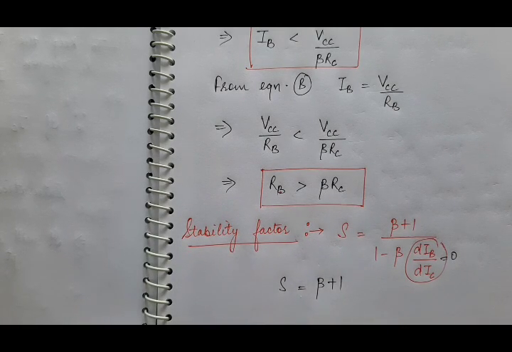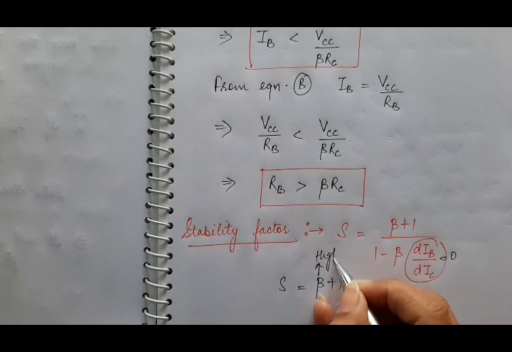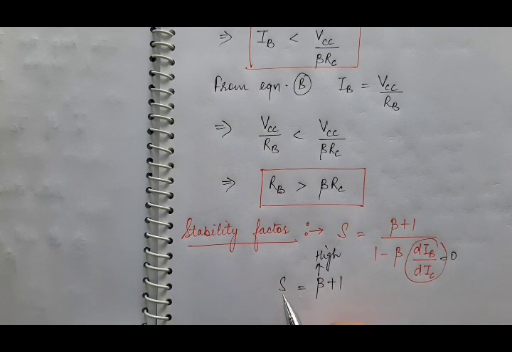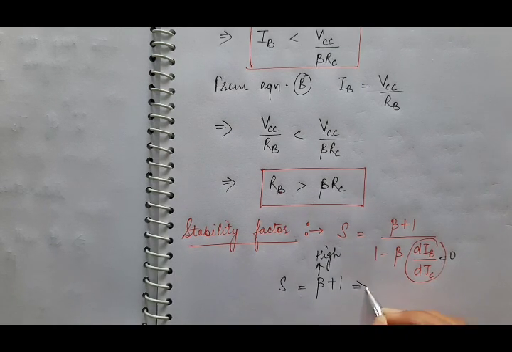And we know that in common emitter configuration this beta is high. It means the stability factor S depends upon beta in the case of fixed biasing. So this S will also be high. And because of this high value of stability factor, fixed biasing will not provide us the proper stability, because its stability factor depends upon the value of beta. So it will shift the operating point. So that is why fixed biasing is not normally used.